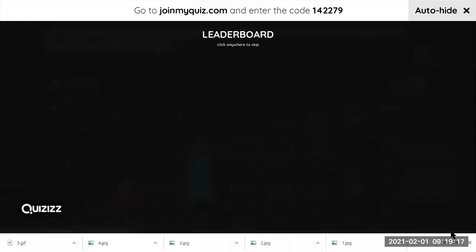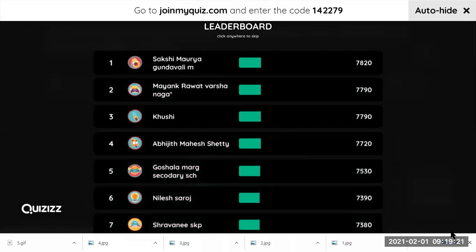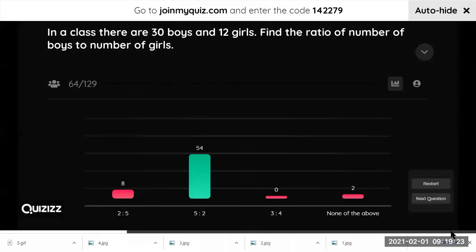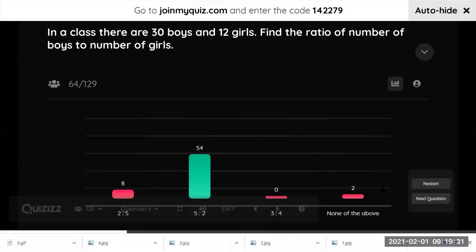All right, let's see how many of you got it right. So 54 of you got it right. Again, still I see 8 and 2. Some students are still doing guesswork. Please don't do that, because I know you all can get them right.